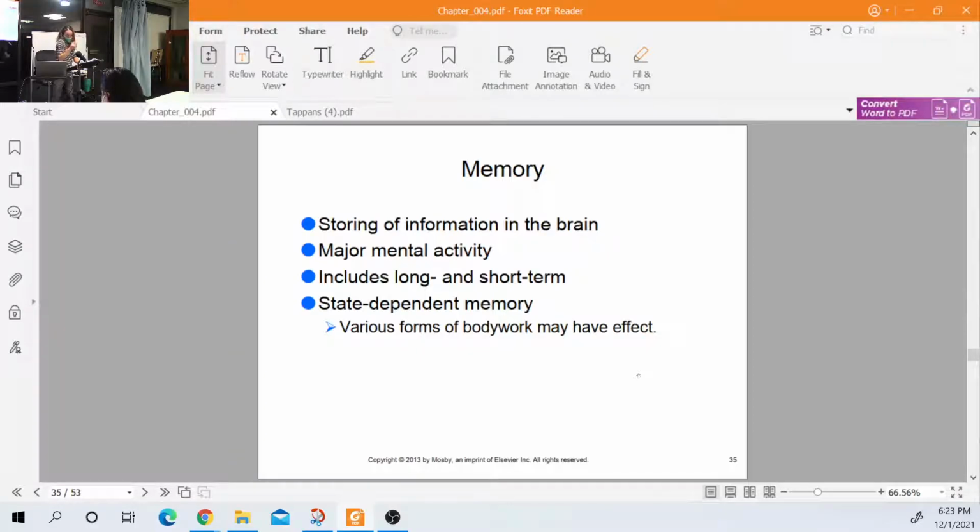10 seconds left. What is it? It's that one. Don't change it.